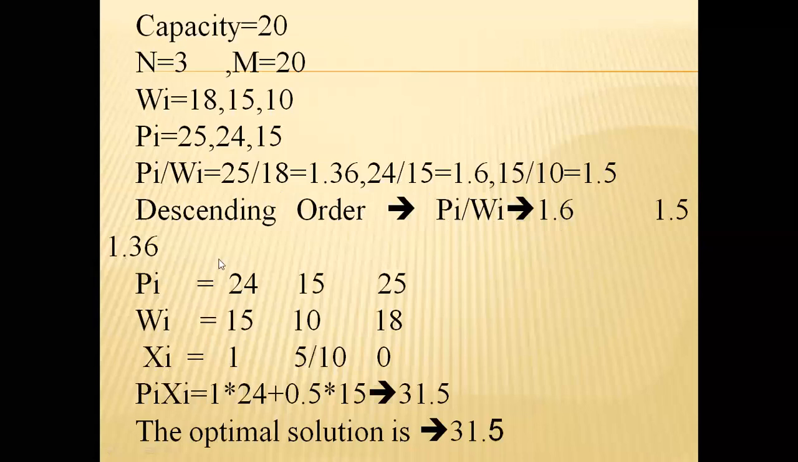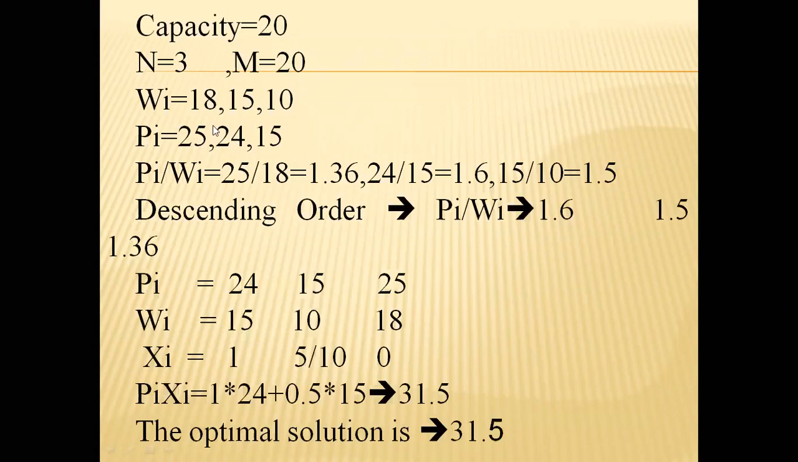Reorder the objects here by P of I by W of I, which is 1.6. That means the second object has the highest profit, so the second object is reordered to first, 24, and the next one, the third object, is 1.5. So the second object is 15, the third object is 25. That is, reorder the objects based on the P of I by W of I value: 24, 15, 25.